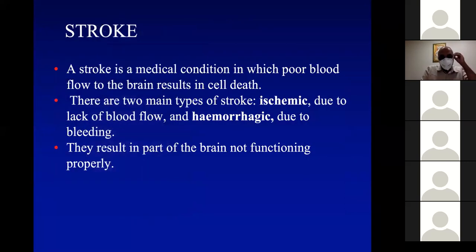Now, talking a bit about stroke. A stroke is a medical condition in which poor blood flow to the brain results in cell death. There are two main types of stroke: ischemic, due to lack of blood flow, or hemorrhagic, due to bleeding. The result is that the part of the brain involved will not function properly.